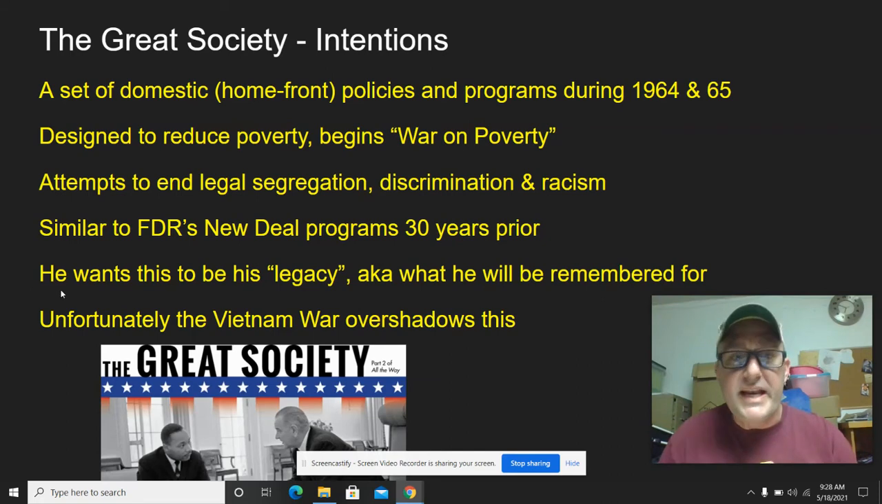Johnson, 100%. He wants his legacy, and legacy is like what you will be remembered for throughout history. He wants his legacy to be the Great Society. He wants to be that president that kind of got rid of segregation and discrimination and went to war on poverty and helped out the poor people around the country.